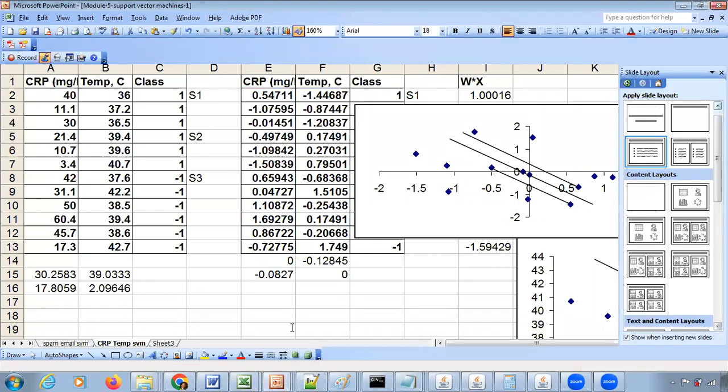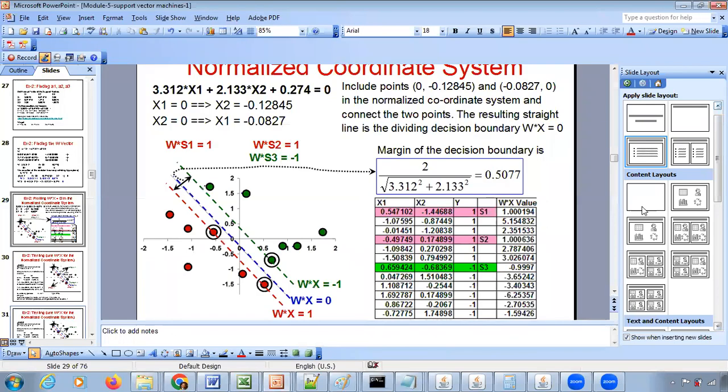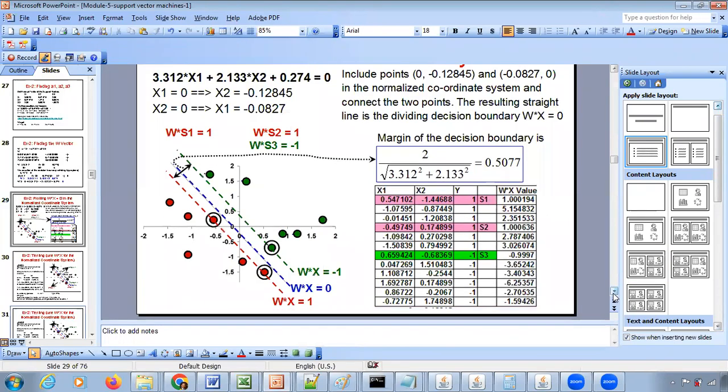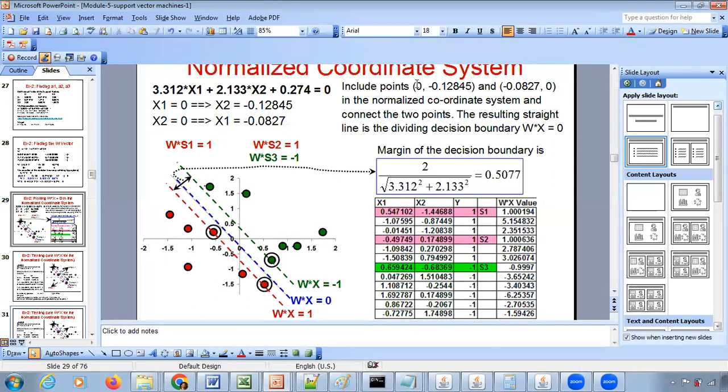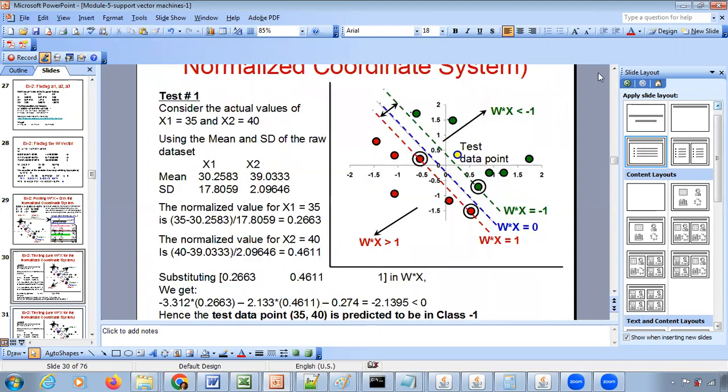So once we have that, we did already this evaluation of the rest of the data points in the normalized data set. Now we are ready to move on to the raw data set. For that, we will use these 2 points in the normalized data set and get the corresponding raw points and connect them and get the equation w prime times x equal to 0 and so on. So let's do that. Well, we can test as well if you want to before we do that.